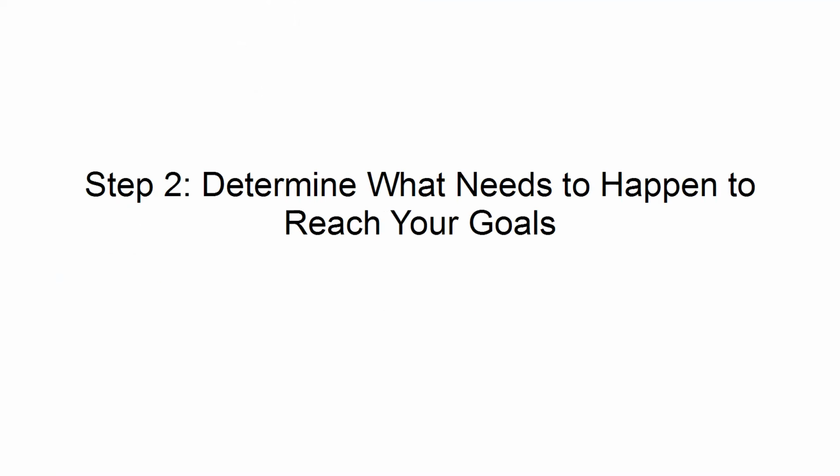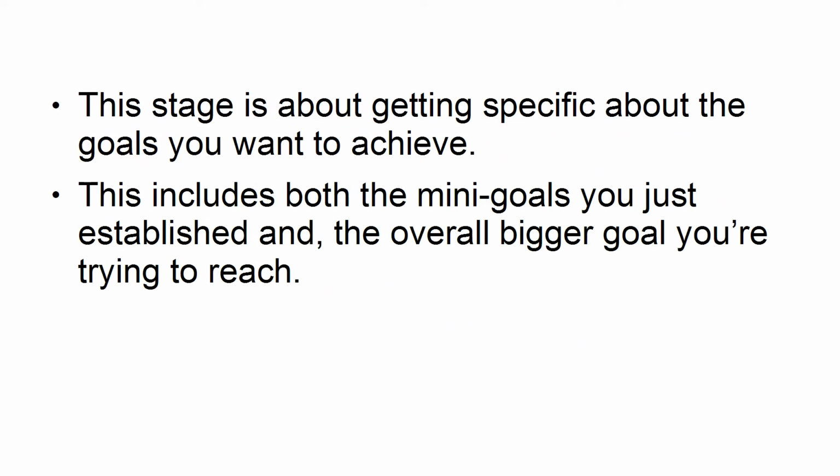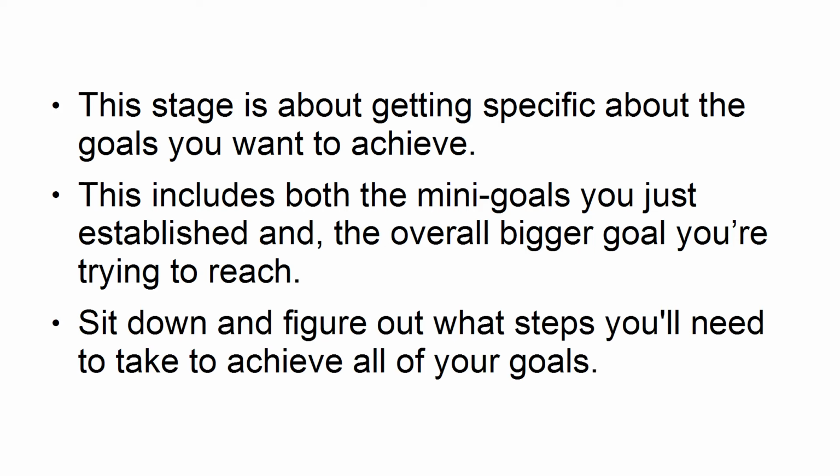Step 2. Determine what needs to happen to reach your goals. This stage is about getting specific about the goals you want to achieve. This includes both the mini-goals you've just established and the overall bigger goal you're trying to reach. Sit down and figure out what steps you'll need to take to achieve all of your goals.